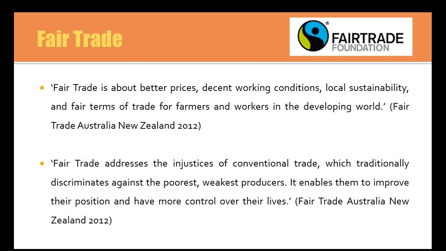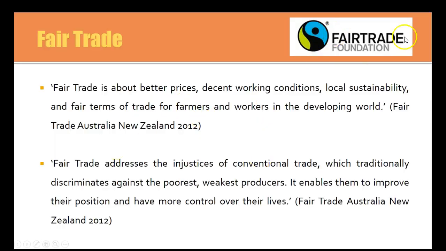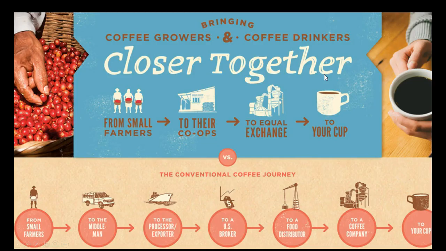So fair trade is the idea that is supposed to combat this, where they're looking at better prices and decent working conditions for the people that are actually farming the products. I'm sure you've seen this before, and this is actually developing. It's making these steps closer to stop the markup that you see in the conventional coffee journey. So if you want to be ethically responsible about purchasing your coffee, you should look for coffee or tea that has the fair trade logo on it because you know that the workers are getting a fairer amount of money.